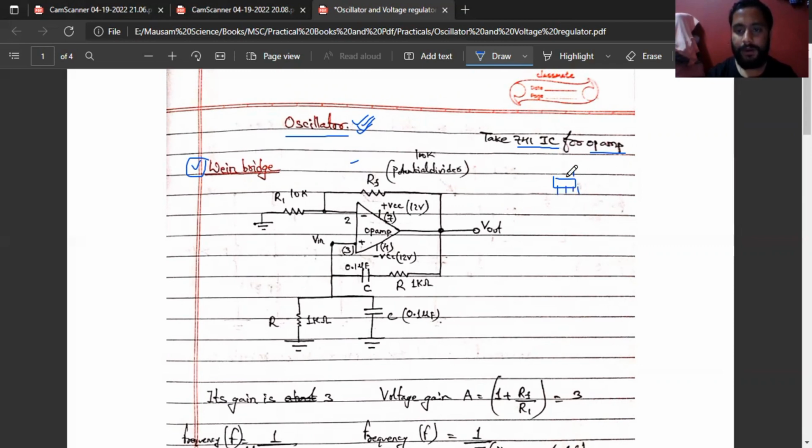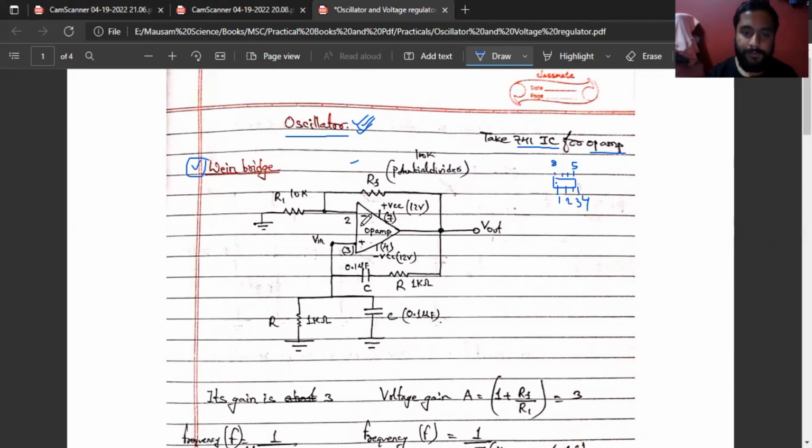So we know how to count that. There is a small dot mark on that IC. So this one is 1, 2, 3, 4. By this way, we have the numbering. And similarly, 5, 6, 7, 8. The numbering goes in such a way.